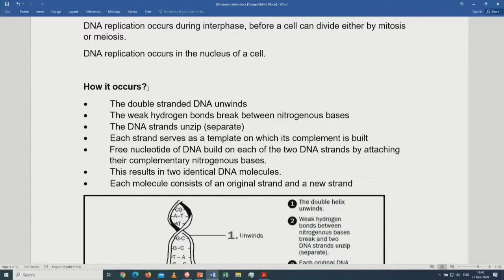Now, when the DNA strand unzips in DNA replication, both of the strands will serve as a template to build these identical DNA molecules. While in transcription, a certain portion of DNA will unwind and form two strands, but only one strand will serve as a template from which an mRNA will be formed. So just make sure that you are able to distinguish between the two processes and not combine the two processes together.